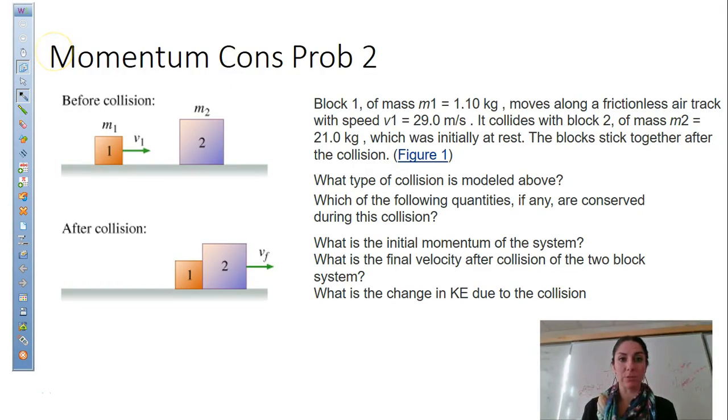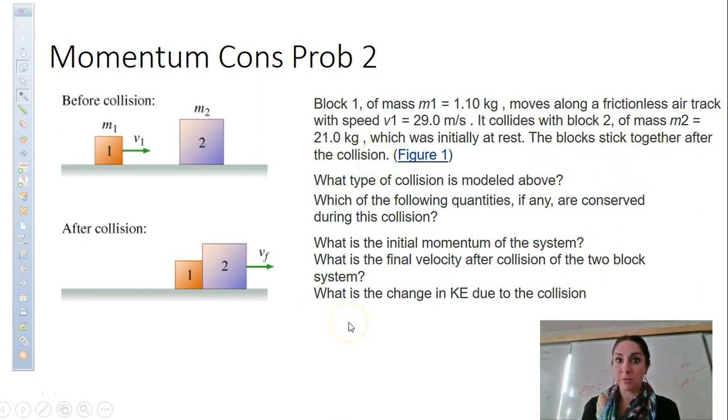So what I'm going to do is solve the next type of problem, which is called an inelastic collision. Here we have two blocks, and you can see we have one that's moving toward the second block. M1 is moving at 29 meters per second, and this one's at rest. What makes this an inelastic collision is the fact that afterward they both stick together and move together. In fact, it physically says that in the problem, the blocks stick together after the collision.